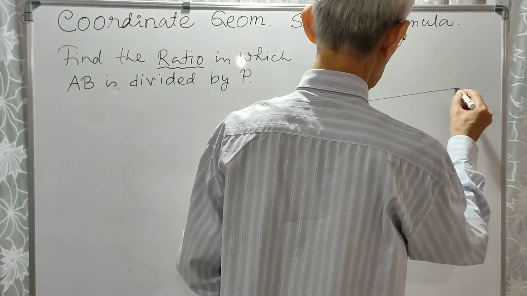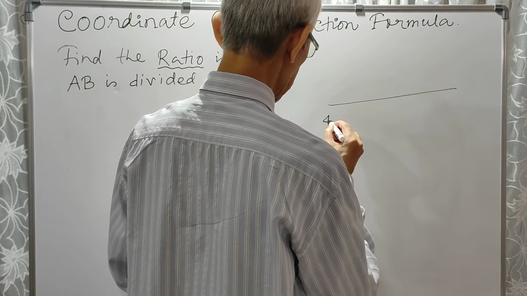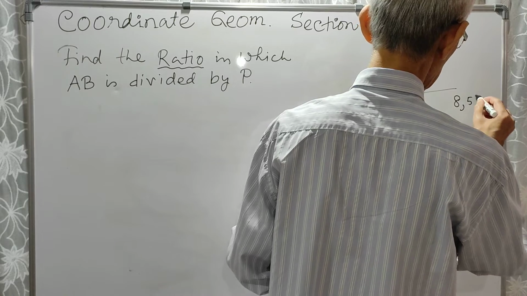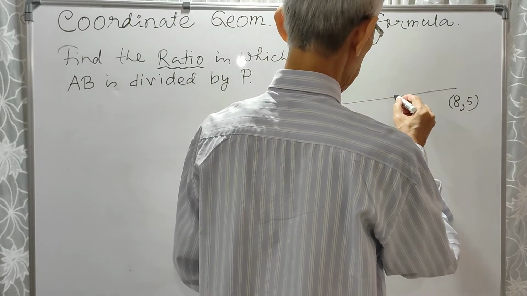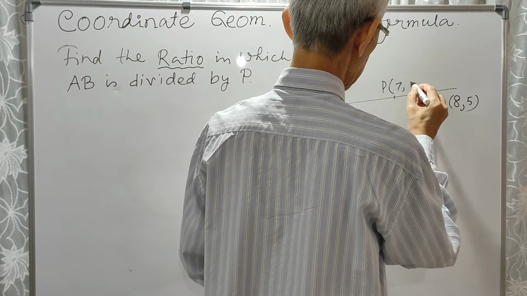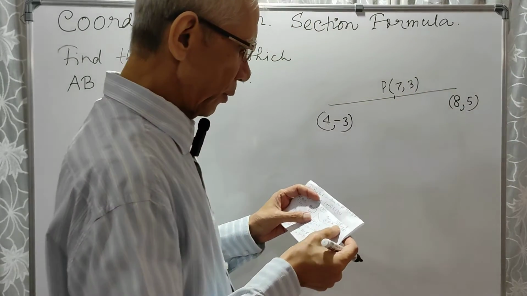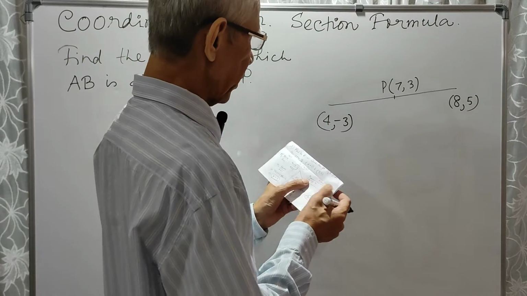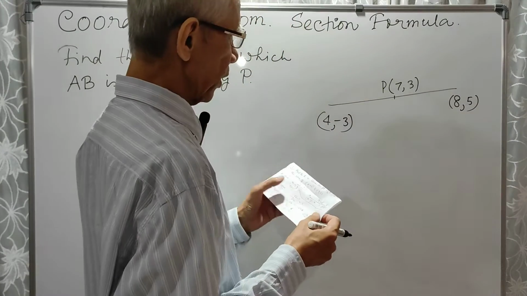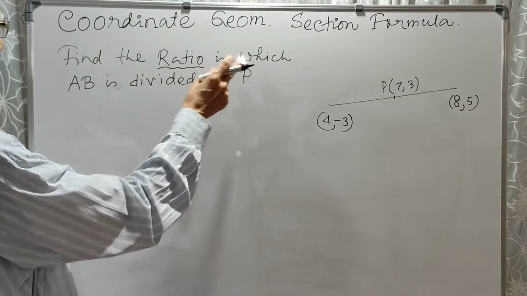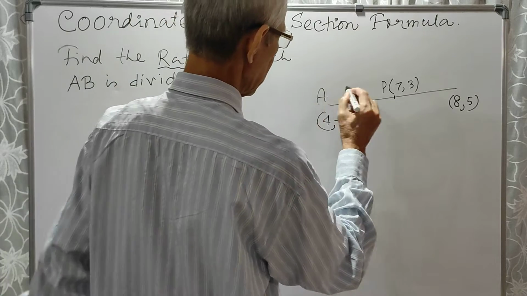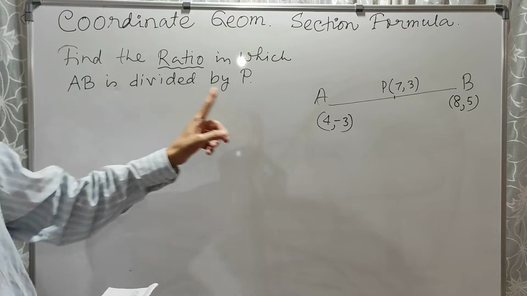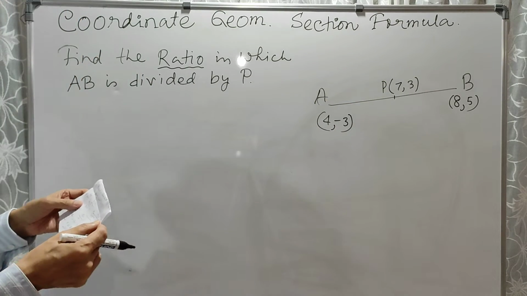Suppose this is the straight line AB which joins 4 minus 3 and 8 5. Okay, and the point of division is P, which is 7 3. So the point of division is given, 7 3. Then this line joining AB is 4 minus 3 and 8 5. Now you have to find the ratio. Find the ratio in which AB is divided by P. So this is A, this is B. So this is the question. Find the ratio in which AB is divided by this point 7 3.